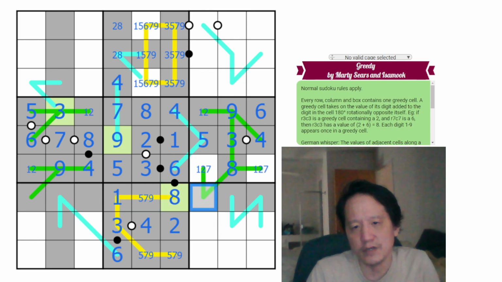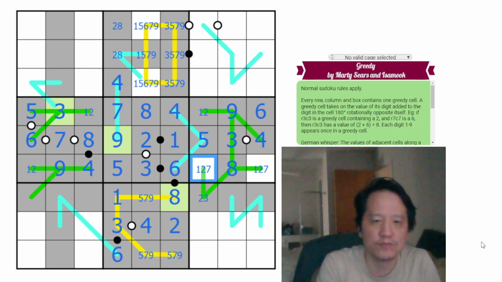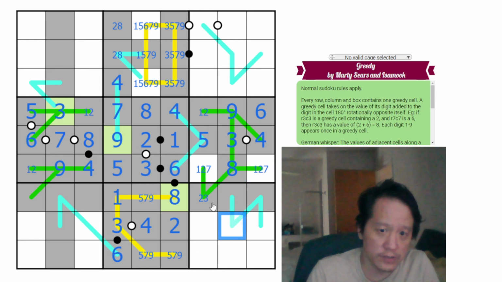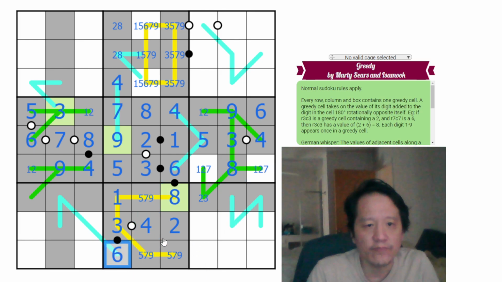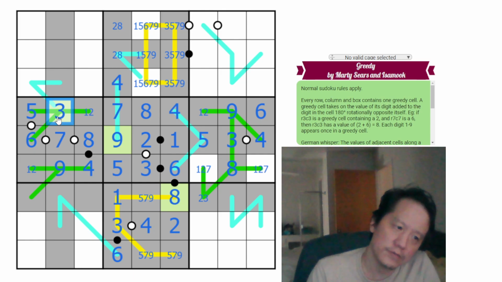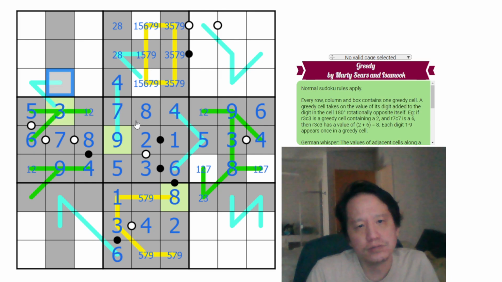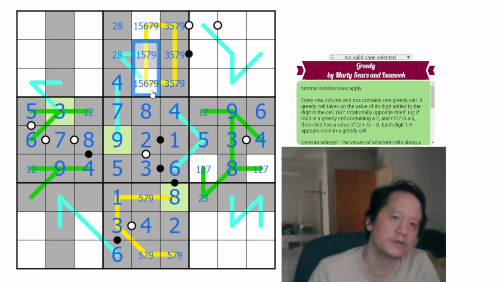This can't be greedy, so this has to be 1 through 3. So it's 1, 2, or 3. This could be 7 and non-greedy. We just don't know here. These are non-greedy. That's interesting. So this is 11. Okay, hold up. They're all both odd, so that doesn't work.